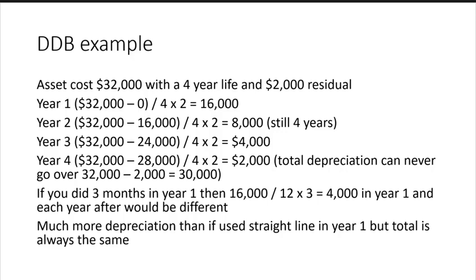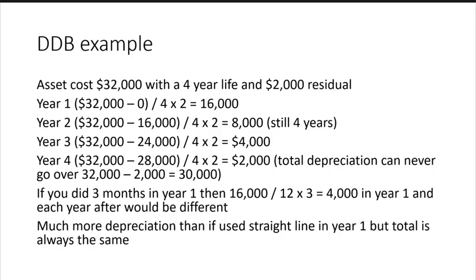Okay? 32,000 minus 24,000. Now that's 16 from the first year and 8 from the second year, right? Divide by 4, multiply by 2. And then in year 4, 32,000 minus 28,000. Okay, that's 16 plus 8 plus 4. Divide by 4, multiply by 2. All right? Total depreciation can never go over 30,000, right? Because we have an asset of 32,000 and a residual of 2,000, so we can never have more total depreciation than 30,000.